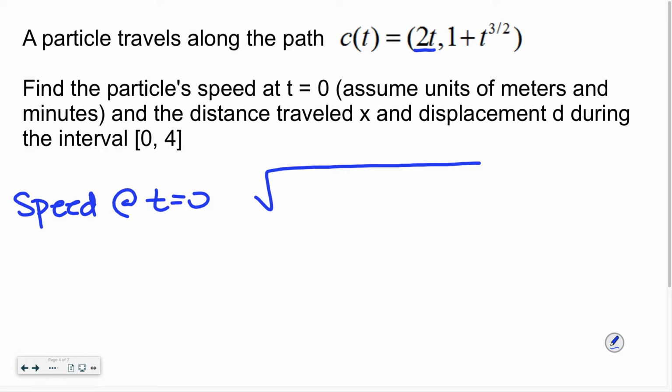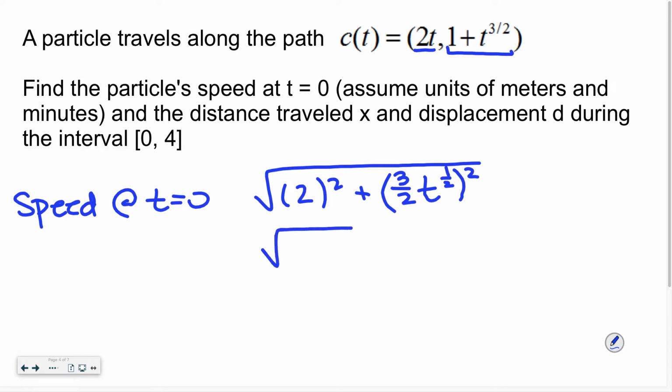Oh, because it's more dy/dt, Benjamin. I got 9. No, but that was after the... Oh, so it was 3 halves t to the 1/2, which is 3 halves radical t. Yes. Okay. So our speed equation is the square root of 4 plus 9/4 t.